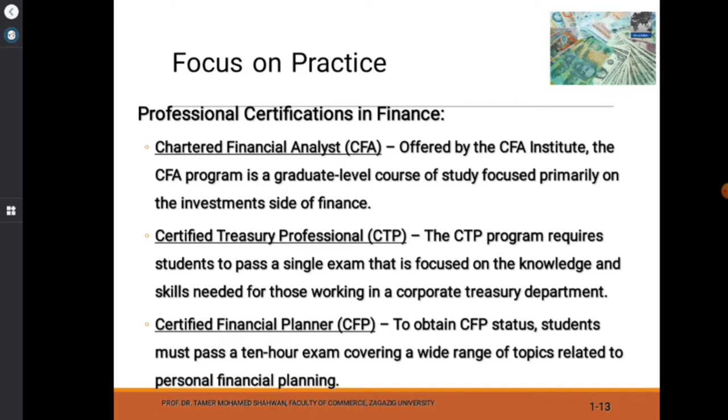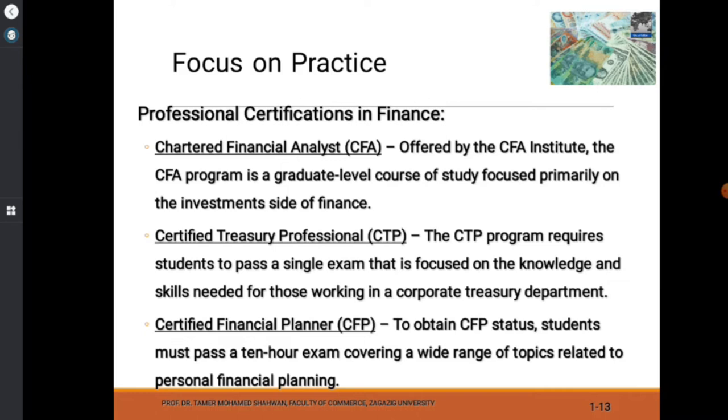Therefore, studying finance and being involved in the tasks of financial managers led to an increase in the importance of certificates in finance. We have different types of professional certification in finance. The first and very famous type is Chartered Financial Analyst, CFA. This is one of the very famous certificates in finance, offered by the CFA Institute, and it mainly concentrates on the investment side of finance.